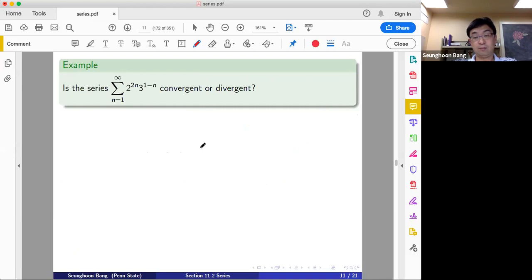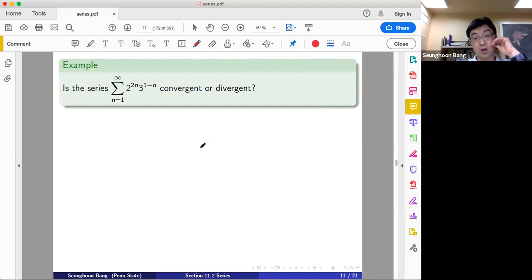Here. So what do you think? This is a geometric series. So what do you think? This is a geometric series: summation from n equal to 1 to infinity, 2 to the 2n, 3 to the 1 minus n.